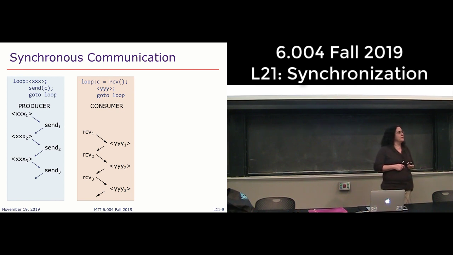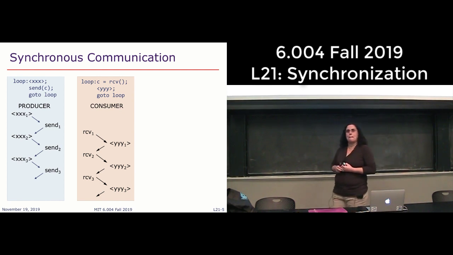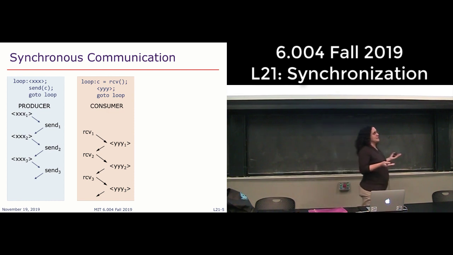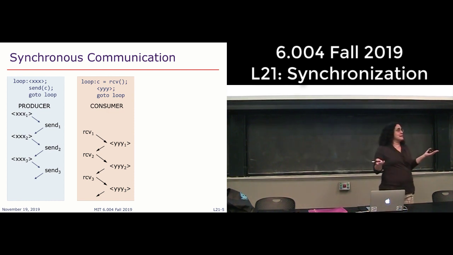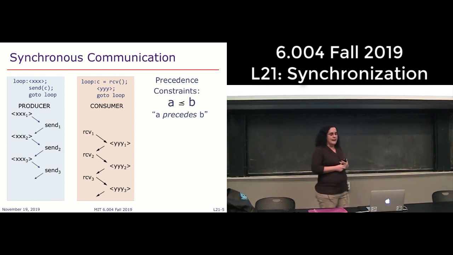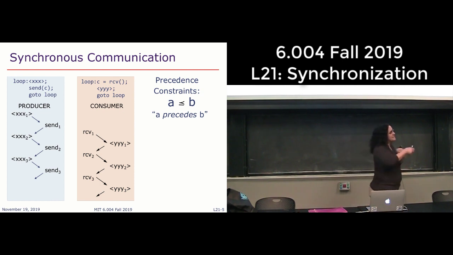Can anybody think of what we might want to make sure is true? Well, what would it mean for my consumer to receive a character if my producer hasn't sent one yet? We wouldn't know what that means, right? And so we want to be able to define what we call precedence constraints, okay? This is our notation for a precedence constraint. It's kind of this little rounded less than or equal to sign. And this is basically saying that A must precede B.